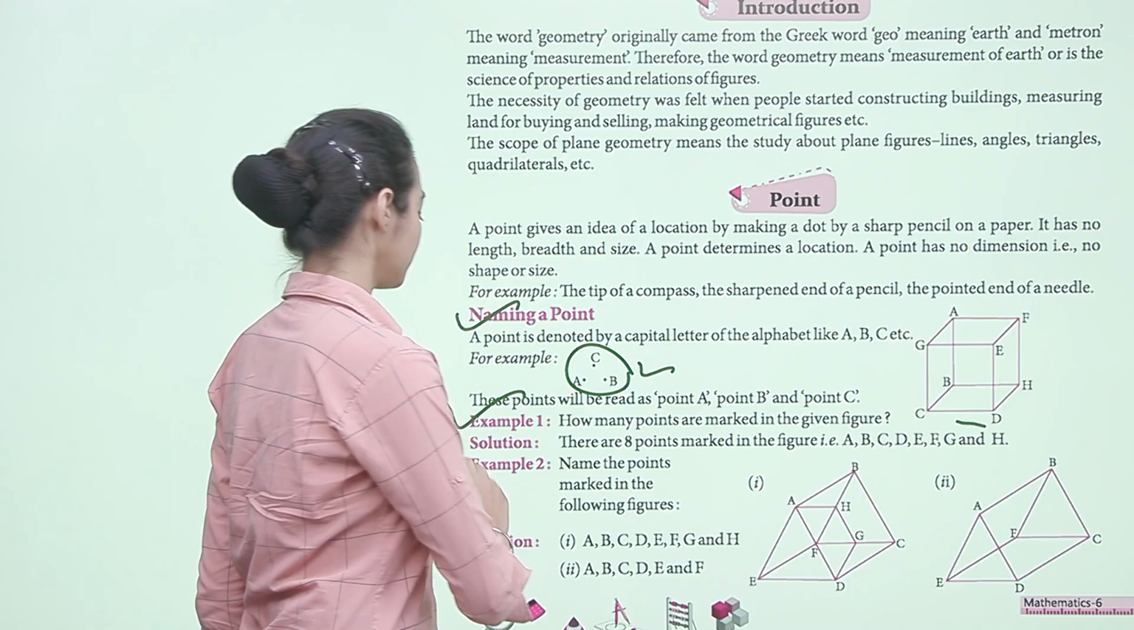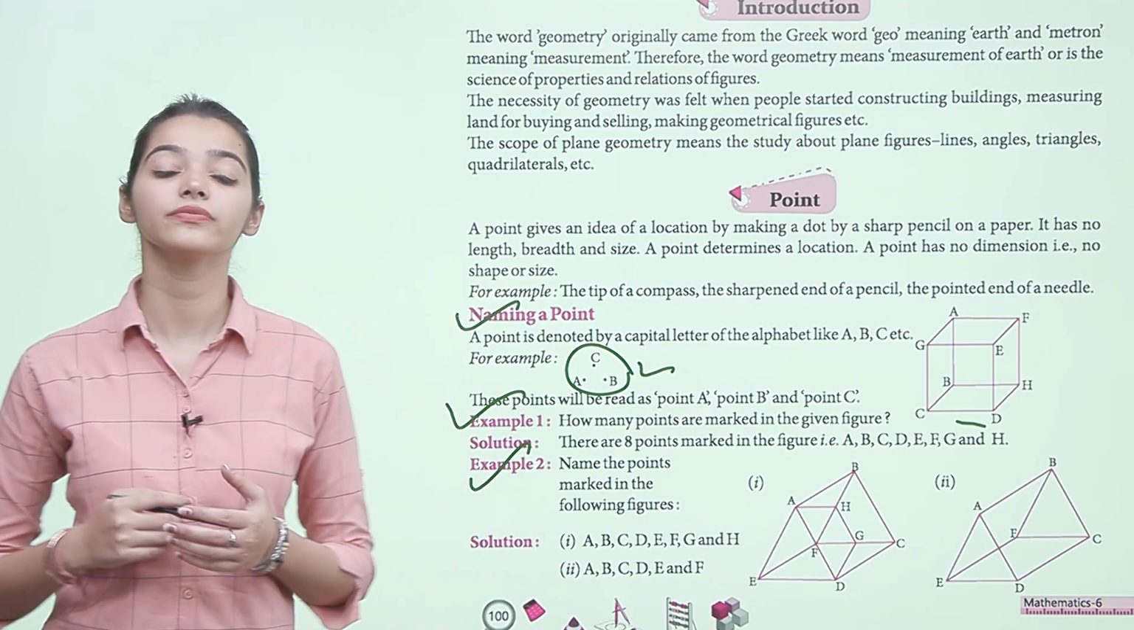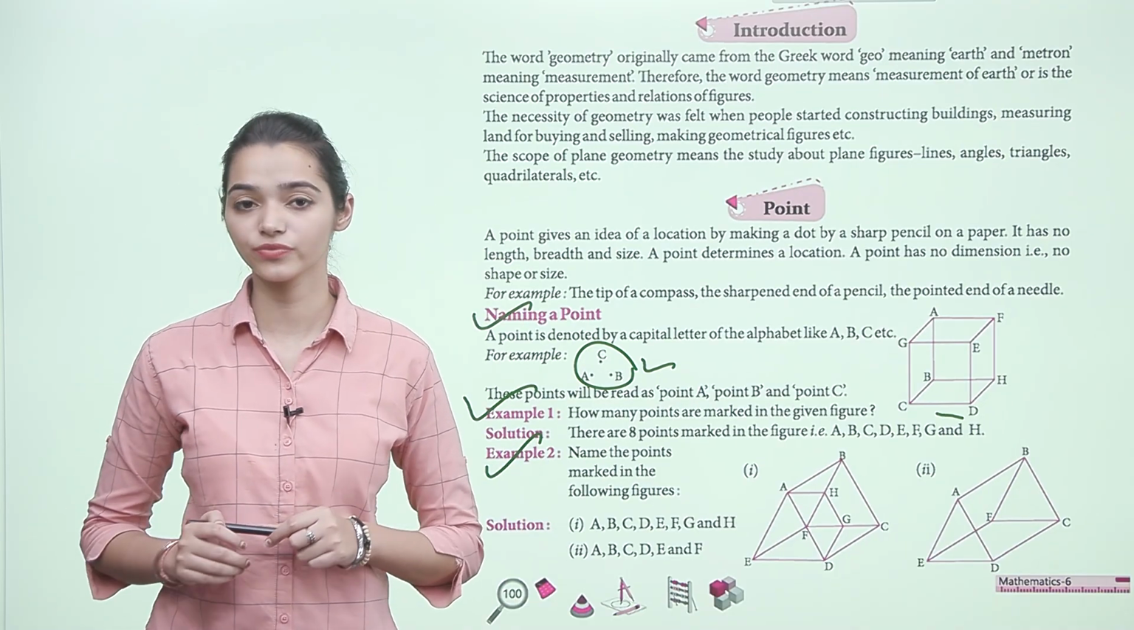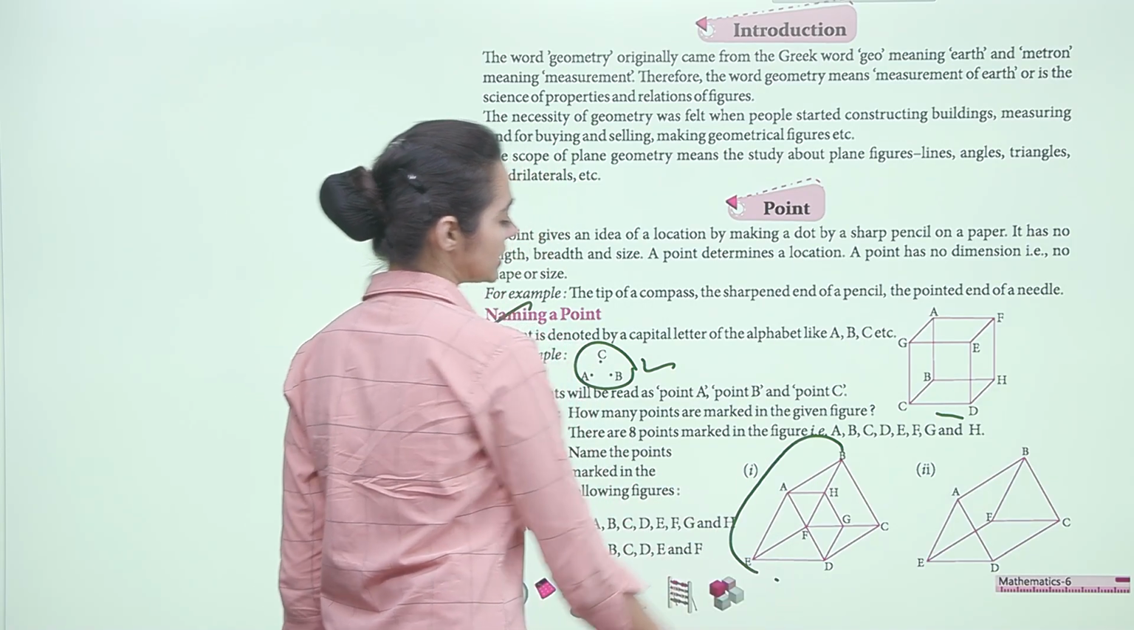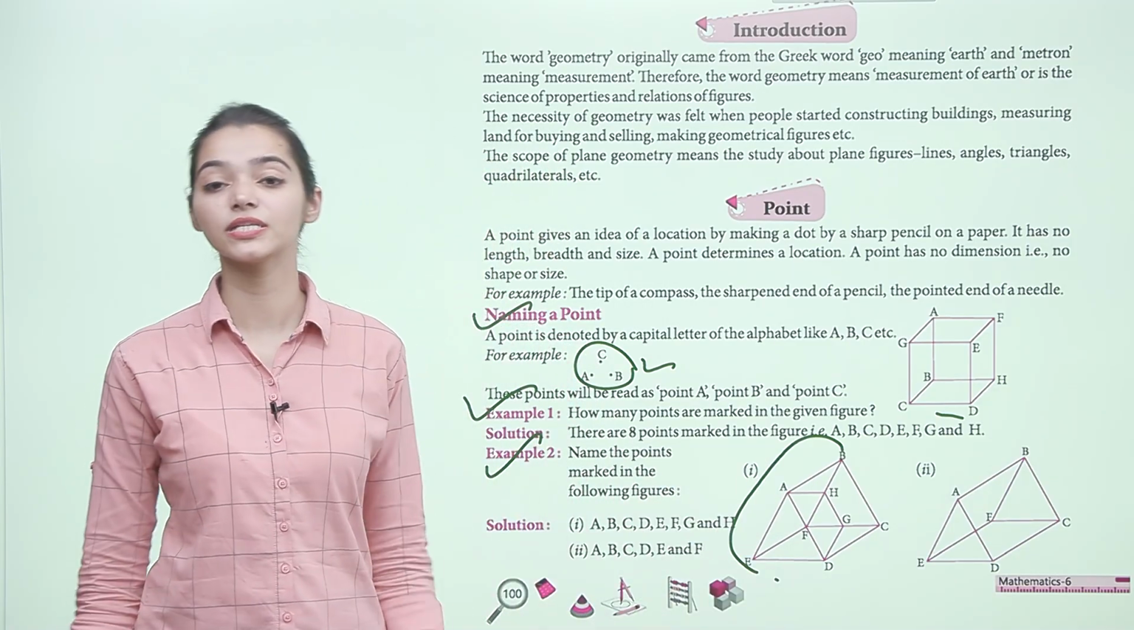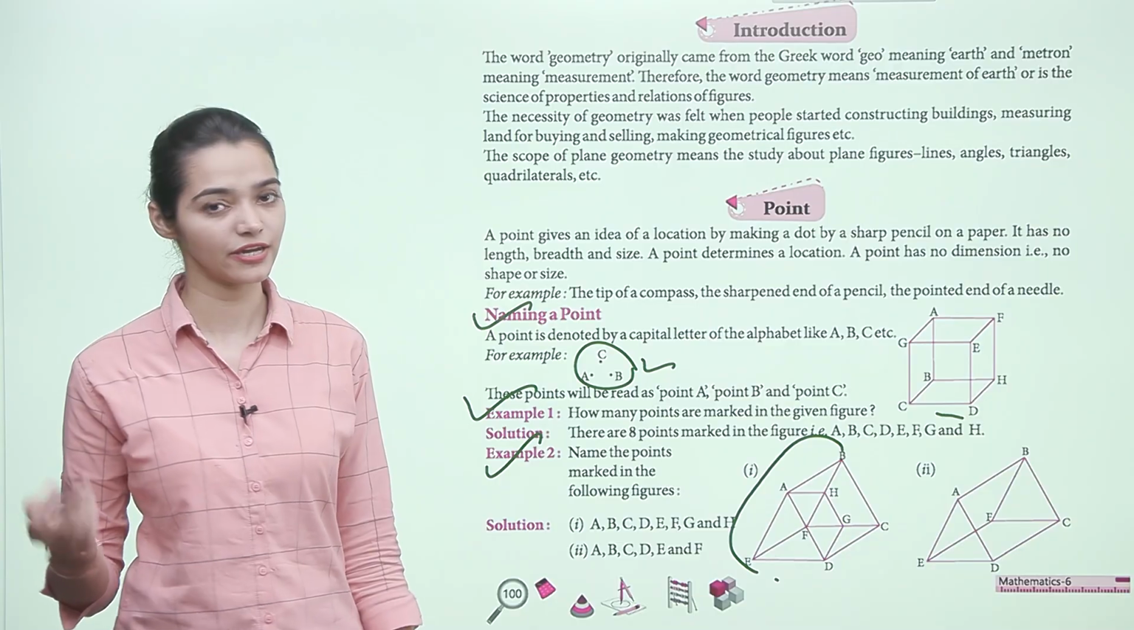Now, in example number 2, here we have to name the points marked in the following figures. So, in the first one, here is A, B, C, D, E, F, G, H. And in the second one is A, B, C, D, E and F.